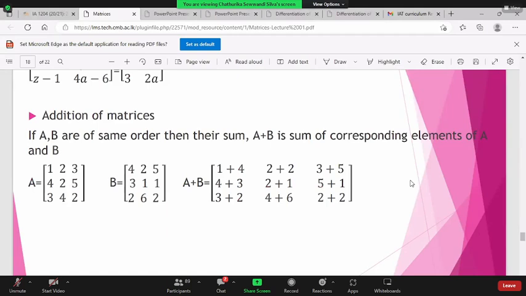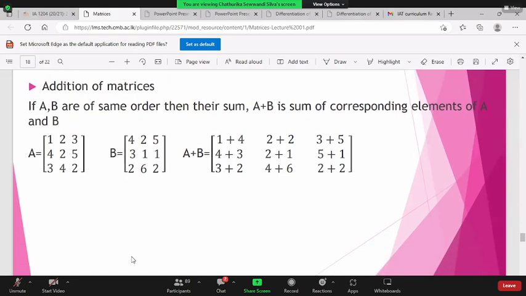Then if those two matrices are of the same order, here A is a 3 by 3 matrix and B is again a 3 by 3 matrix. Then we are going to add these two matrices. We need to add the elements in the corresponding positions. 1 plus 4 is equal to 5, 2 plus 2 is 4, 3 plus 5 is 8. Likewise, we need to perform the other additions as well. This is the same for both addition and subtraction.